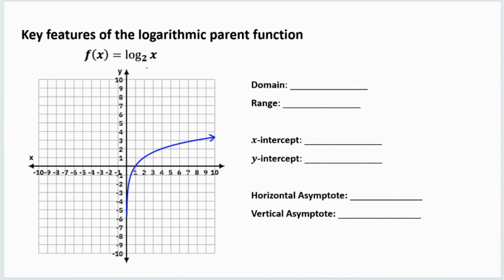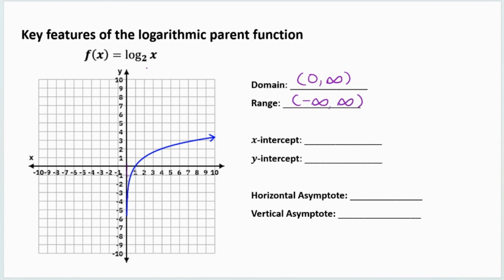Notice that the domain does not include all real numbers because it does get really, really close to x equals 0, but it doesn't actually equal 0. So the domain is going to go from 0 to positive infinity, but the range does in fact include all real numbers. So we're going to say negative infinity to positive infinity.